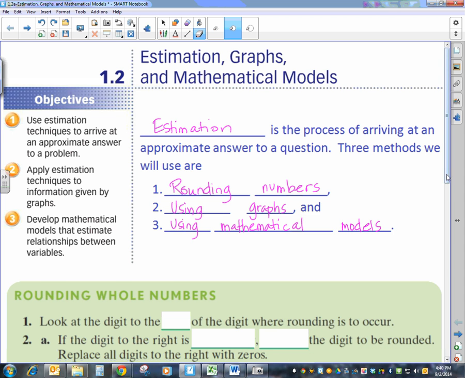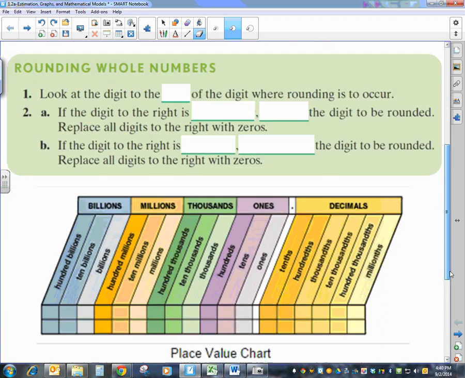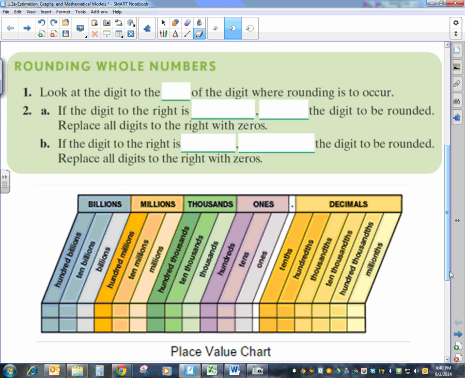Okay, so moving right along, we have rounding whole numbers. I put a nice little chart here to help remind you. But the rules of rounding, okay, we seem to have some difficulty with it, so I'm glad we're talking about it. Look at the digit to the right of the digit where rounding is to occur. If the digit to the right is 5 or greater, then you're going to add 1 to the digit to be rounded, and you're going to replace all digits to the right with zeros.